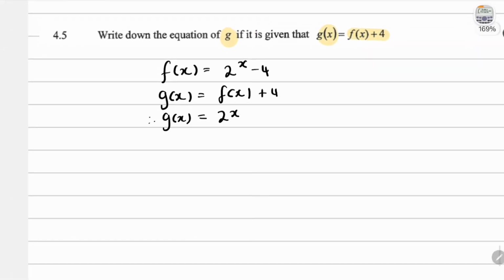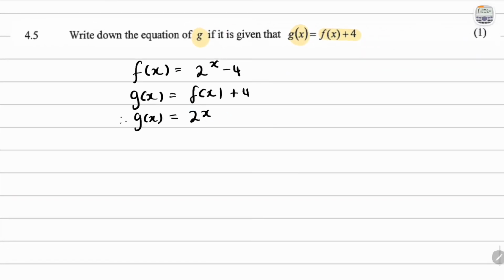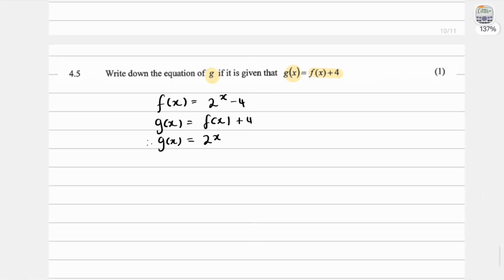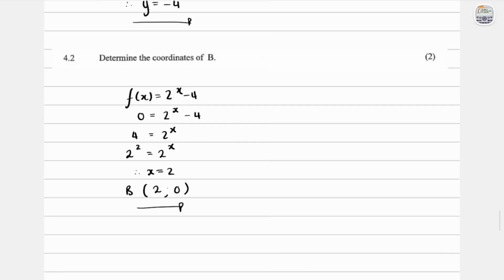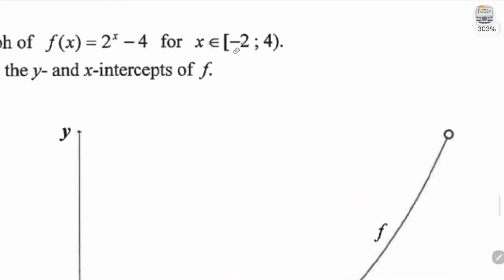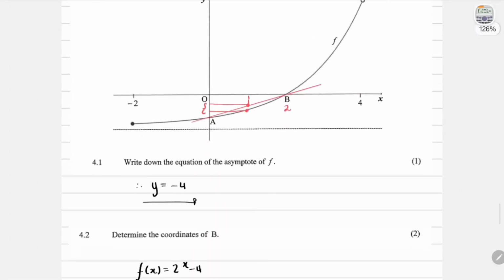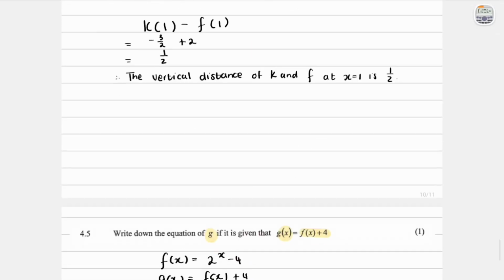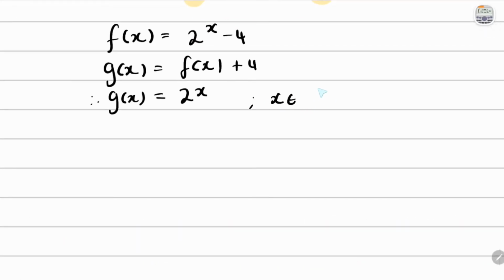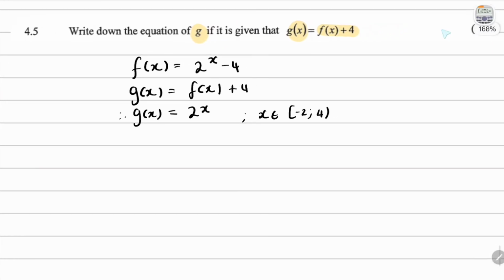But we need to remember that when writing the equation, you also need to consider the domain if there were any restrictions. Do you remember that the graph of f itself had a restriction initially? It was where x is an element of negative 2 to 4. So the graph that is shifted will also have the same domain. So that is still where x is an element of going from -2, the x value, and ending at 4. And that is our answer.